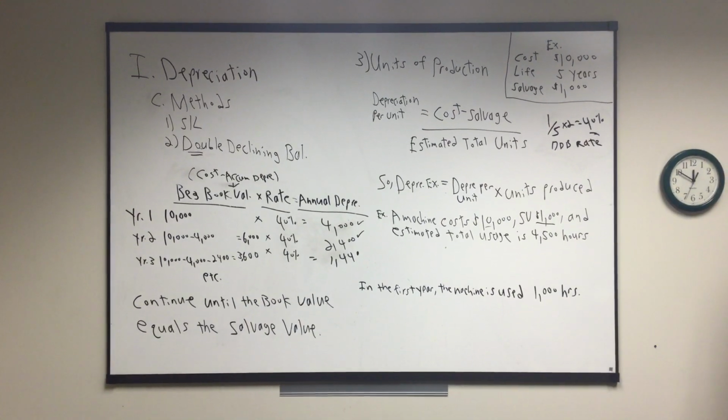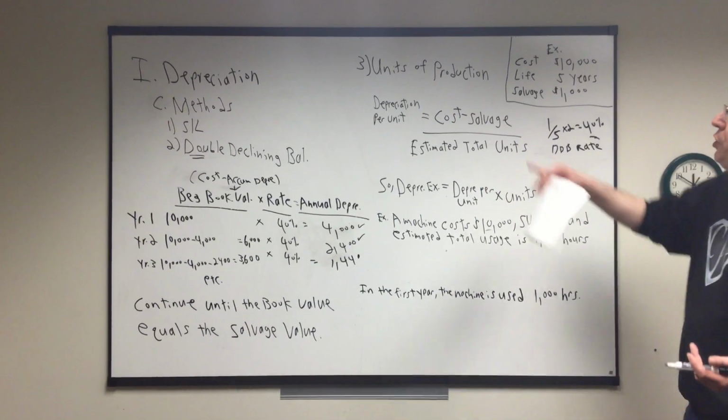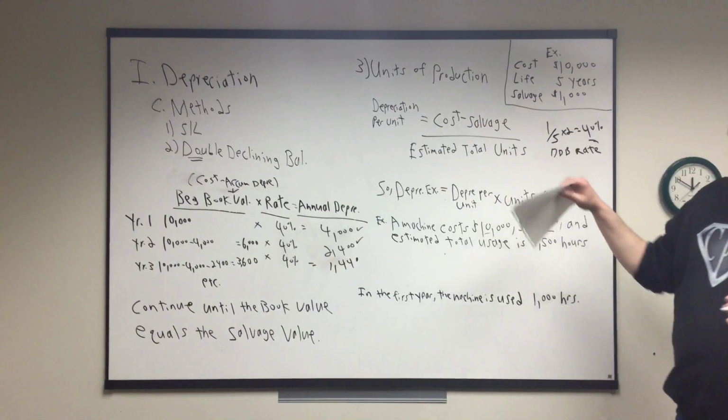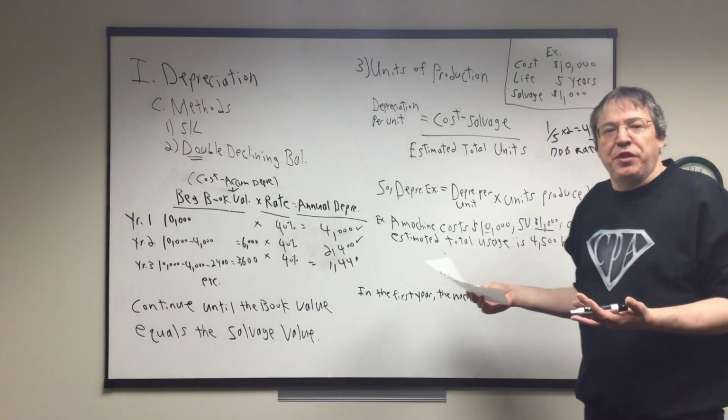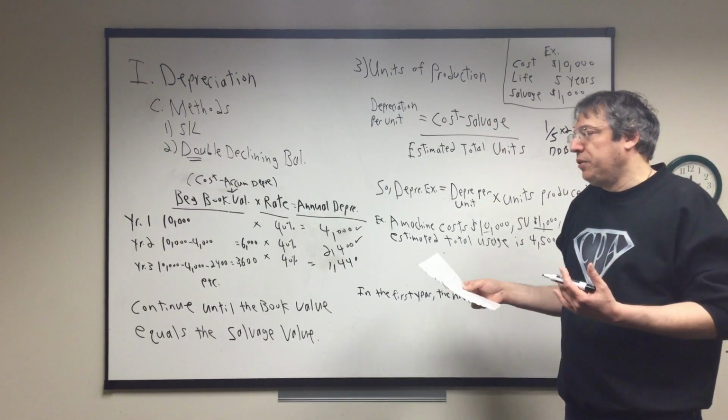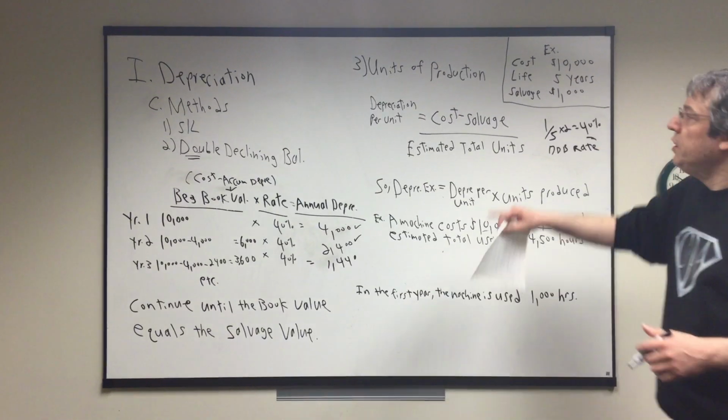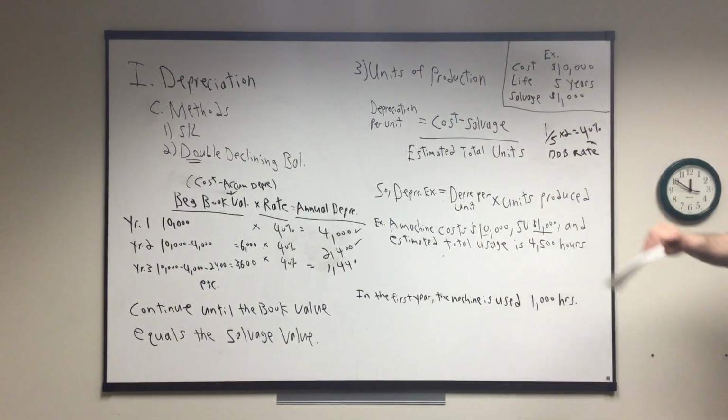There's another method of depreciation I want to cover today as well, and that's called units of production. Now I know I'm going a little fast, but you can just watch this video over and over again and read the book, and it should actually be very clear. All right, so the next method is called units of production.